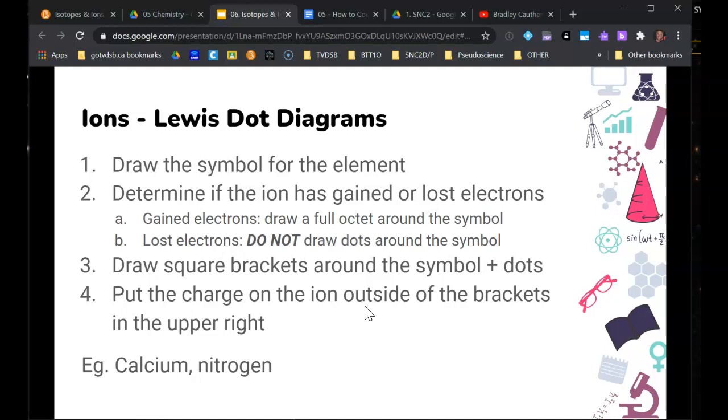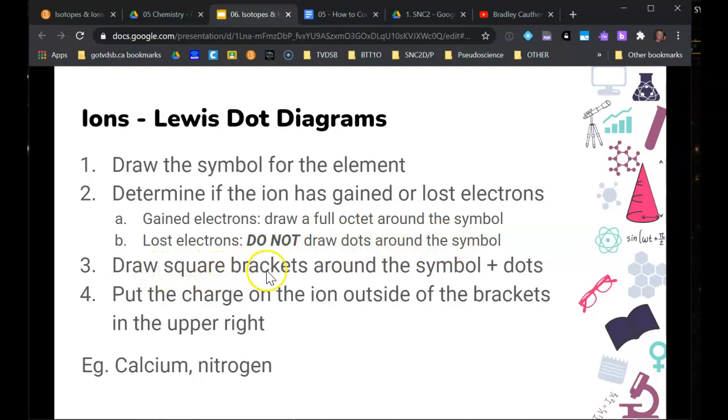If it loses 2 electrons, it's going to become more positive. Remember, losing electrons means we're getting rid of the negative particles. We lost 2 electrons, so it becomes positive 2. Now, look at our rules. We draw the symbol. So the symbol for calcium is Ca. We then determine if the ion has gained or lost electrons. We're going to lose electrons, so we're not going to draw dots around the symbol.